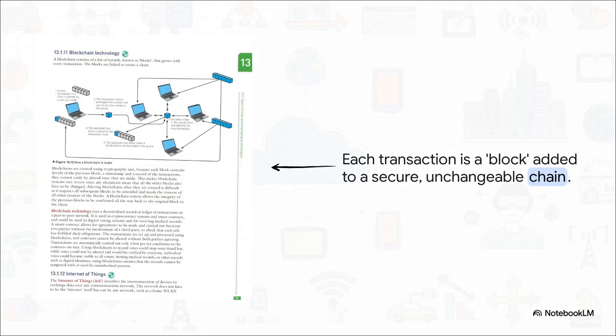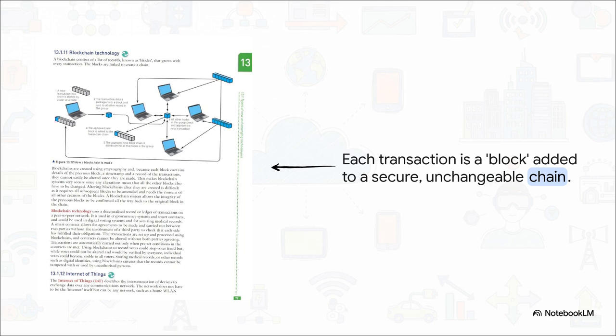All right, let's demystify blockchain with this diagram. It's actually not as complicated as it sounds. It all starts when someone makes a transaction. That gets packaged up into what's called a block. That block is then sent out to all the other computers on the network. They all check it, approve it, and then add it to the chain.